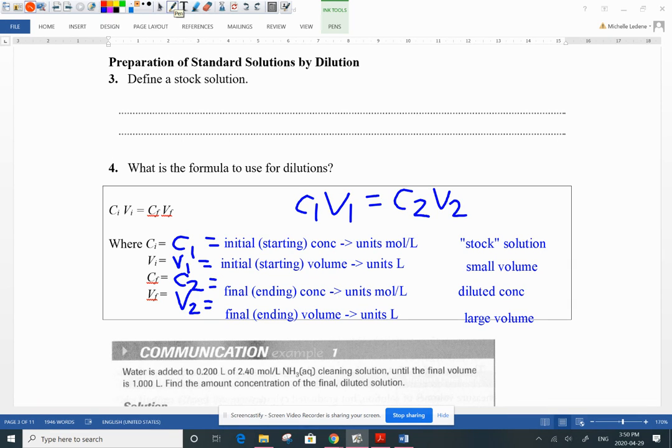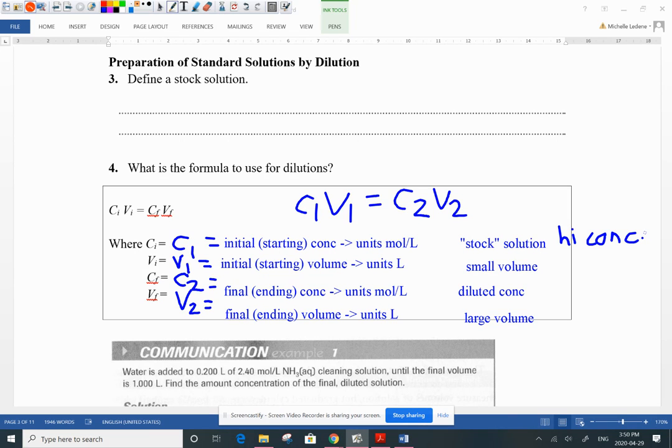This is our stock solution, our really highly concentrated solution. And some of them are super high, like 17 moles per liter, right? Like a really highly concentrated solution. Vi, initial or starting or first volume, the units for that are liters. So if you have milliliters and you're asked to find liters, then you have to do a unit conversion. So this is typically a small volume. You don't need very much of this really highly concentrated stock solution, and you're going to dilute the solution.